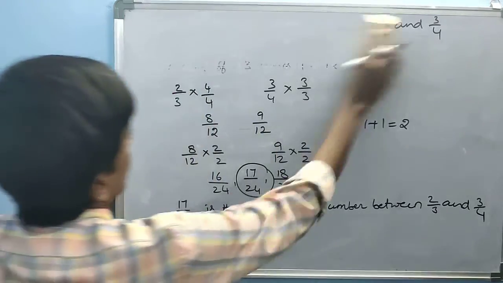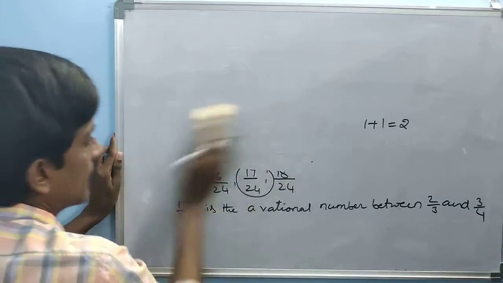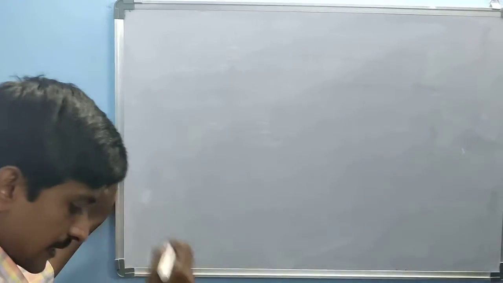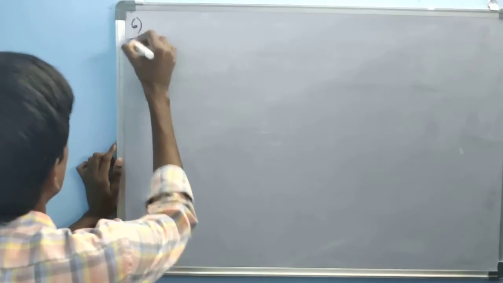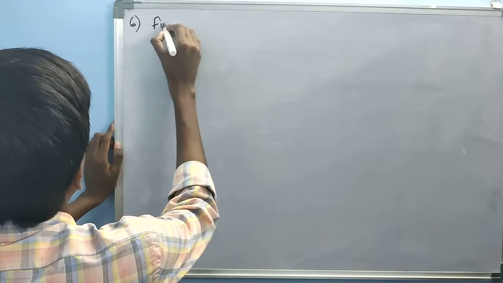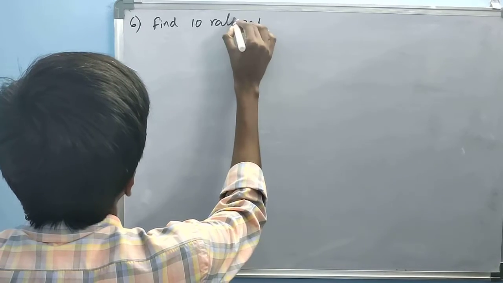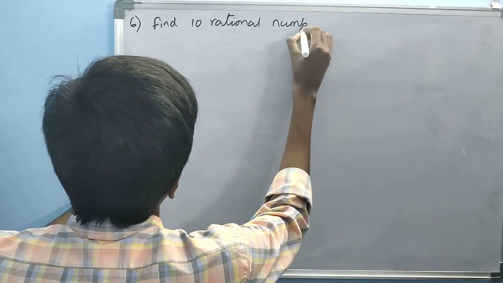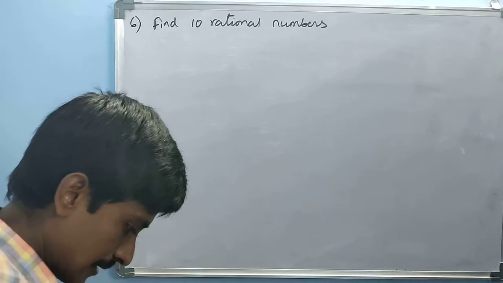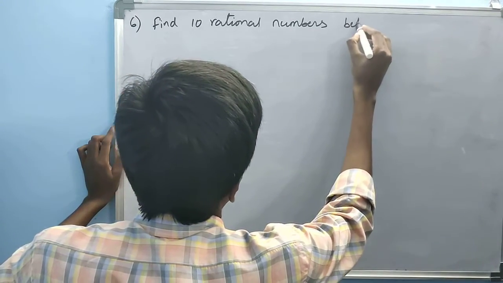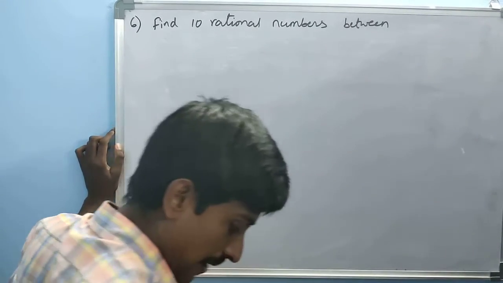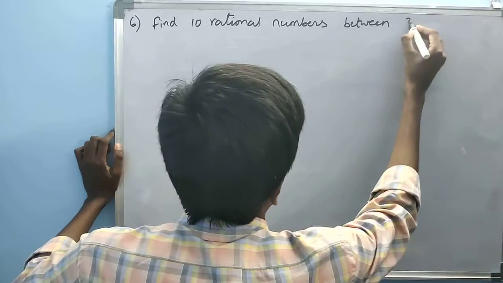Next. This is a very important model. From the examination point of view, a 2 marks sum is given. Next, sixth one. Find 10 rational numbers between 3 by 4 and 5 by 6.